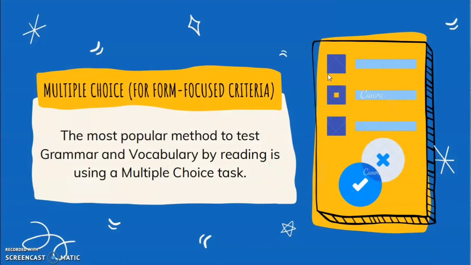The first one is multiple choice for form-focused criteria. Multiple choice task is the most popular method to test grammar and vocabulary. So, students can learn about grammar and vocabulary easily by reading, and then they will answer some questions. These are multiple choice questions that will help the student to comprehend and analyze between one answer and the other.